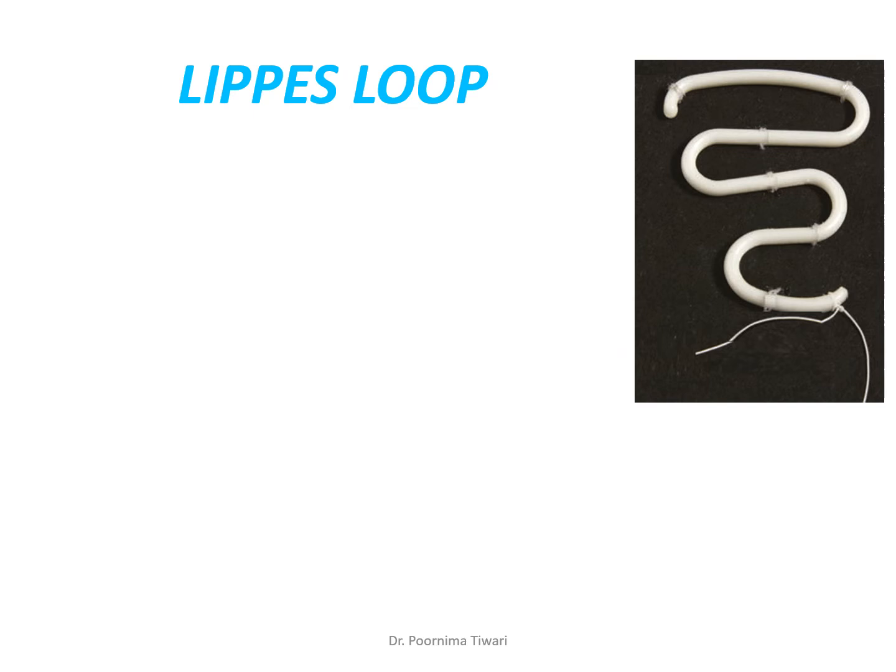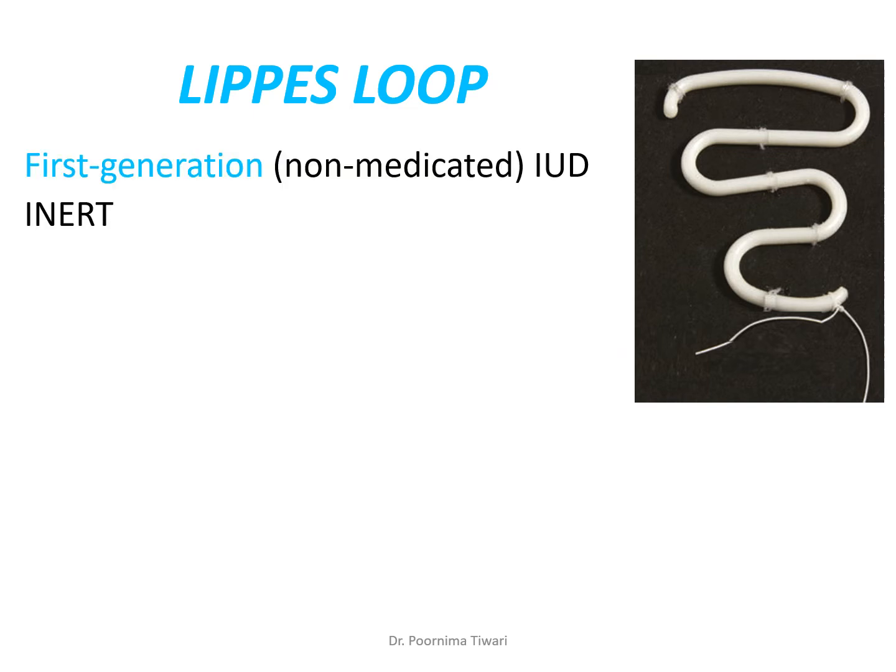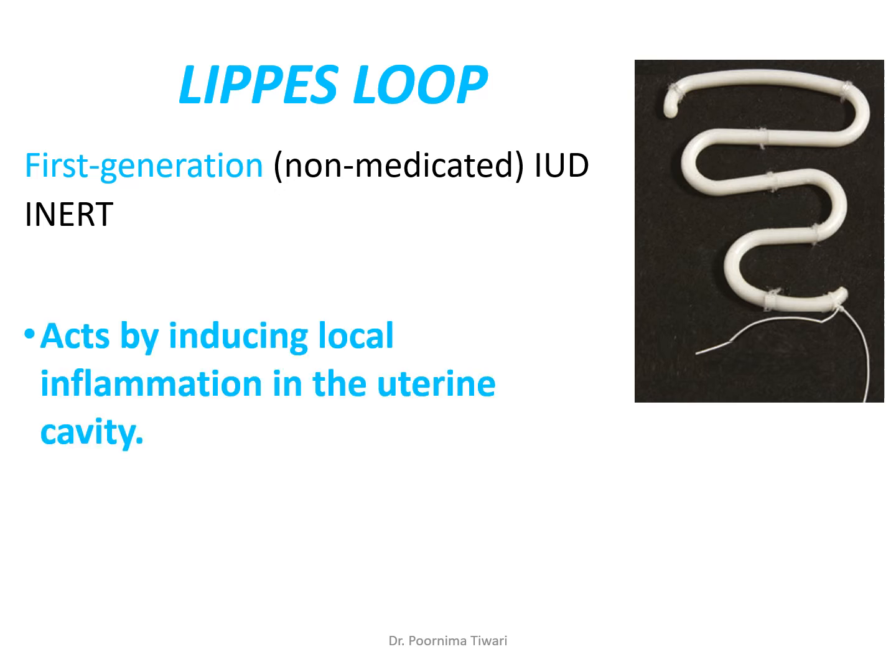Lippes loop was the first intrauterine device to be used. It is first generation, non-medicated, inert. Its mechanism of action is it induces local inflammation in the uterine cavity, thereby probably preventing the implantation of the zygote.